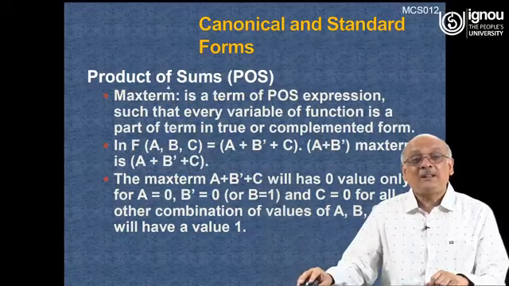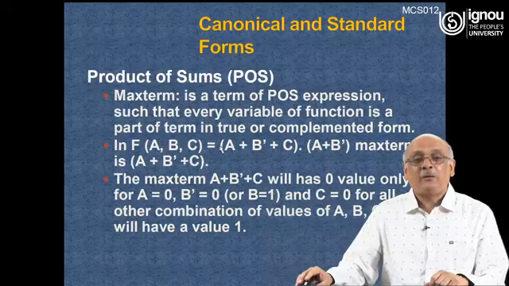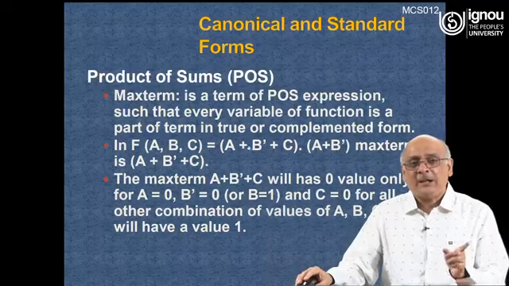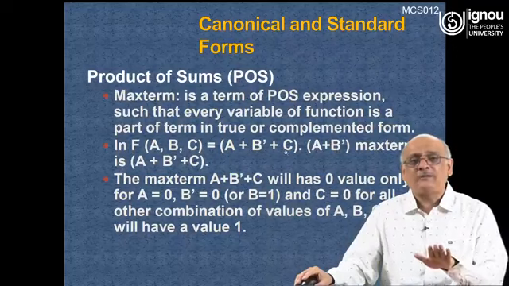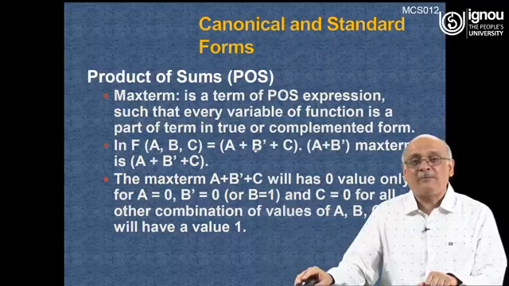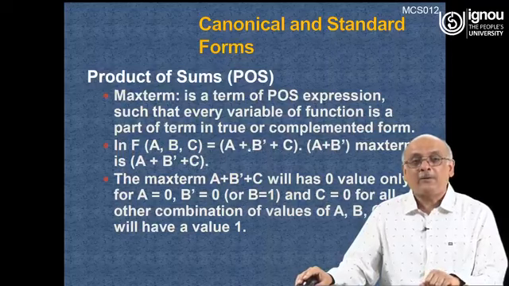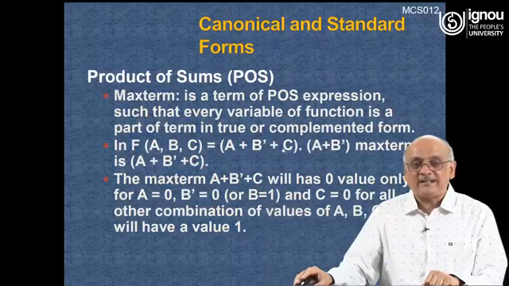Now similarly, there is the product of sums form, which is the max term. The max term is once again in a similar fashion, but in the max term everything boils down to 0. It is represented with the help of plus, whereas the min term was with the help of ANDs. This is with the help of OR. This is actually called conjunction and disjunction, but we don't need to worry about those particular terms, which is why we have kept the terms simple. Here, if A equals 0 and B dash equals 0 and C equals 0, only then will this have a value 0.